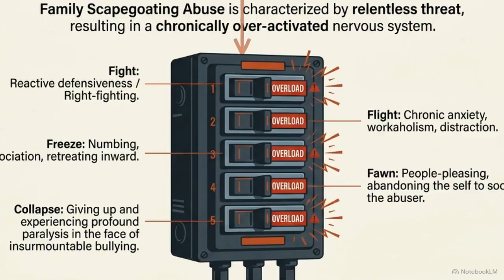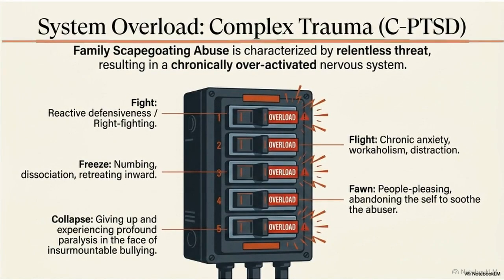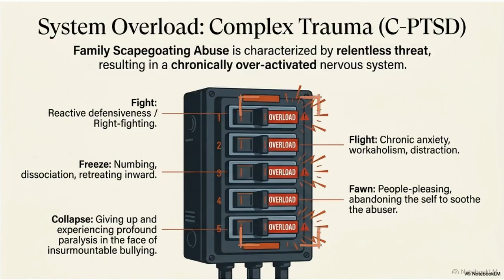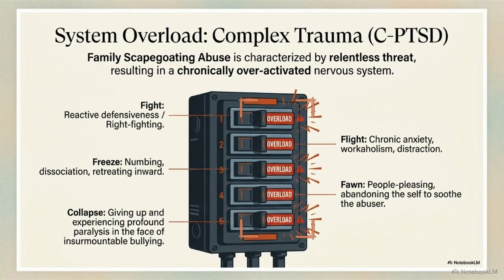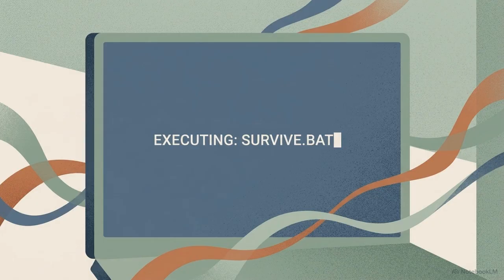This breaker box visualization shows what happens when those cues hit. Your system experiences an overload, activating physiological states of complex PTSD. As breakers flip, you default to automatic survival responses: defensive fight, workaholic flight, numbing freeze, or people-pleasing fawn. Reverting to childhood behaviors in these moments is a biological reflex. The nervous system has simply switched to an older, faster set of survival instructions.